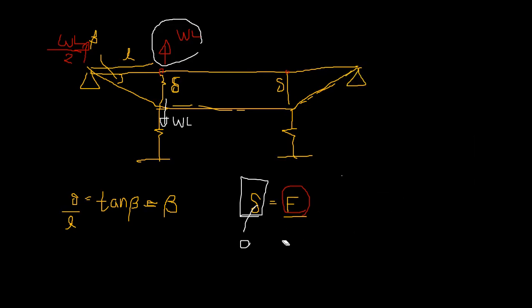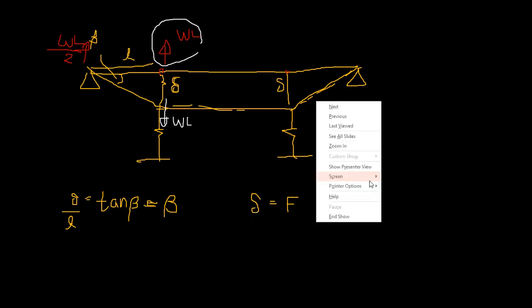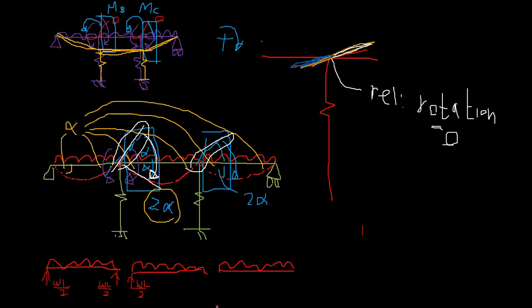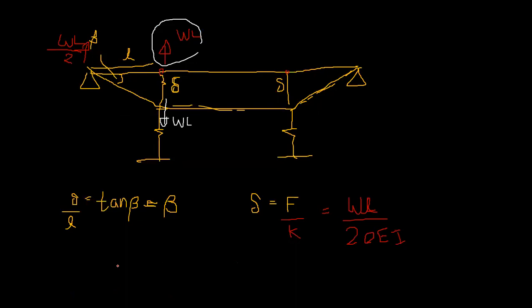And so we can find F over K. So F, the force on the spring, is WL, and K was 20 EI. This was WL. So this is simple L. So the summation of both at the P, that's going to be WL by 2 plus WL by 2, going to be WL, into L cube. So that's going to be WL4 over 20 EI, right?